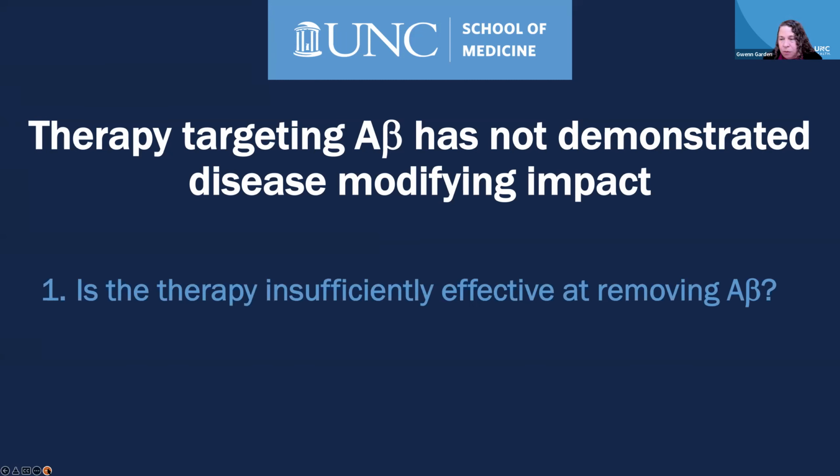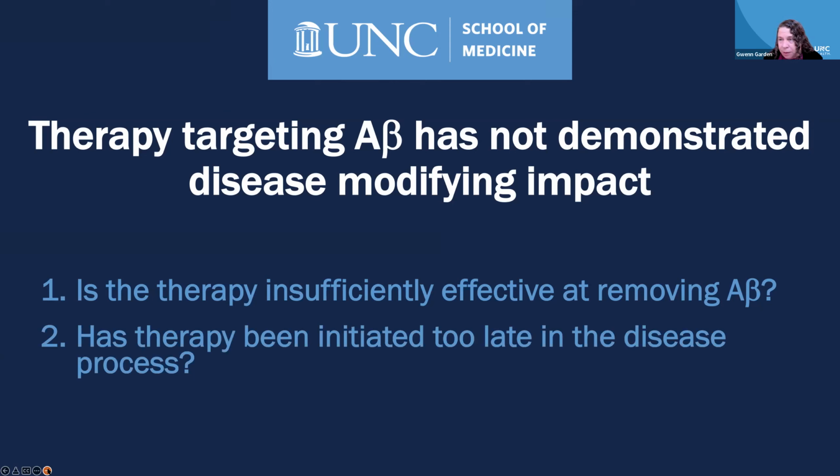So we have to ask the question, why are these therapies not working? One potential reason is that the therapies themselves are insufficient at removing A beta. And our biomarker data suggests that they actually are efficient at removing A beta. So that's probably not the answer.